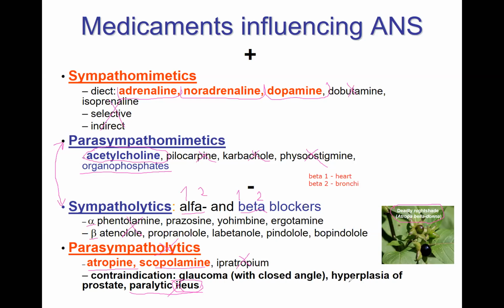Hyperplasia of prostate. Why hyperplasia of prostate? The parasympathetic system opens the sphincters. In case you block it, it does not open the sphincters. And if you have hyperplasia of prostate, it means you have a problem with urination. If you block opening of the sphincter, you have retention of urine, and the danger of hydronephrosis. And the third one is glaucoma, which is a problem with the eye, and we will talk about this in the eye lecture. For now you can just remember that.